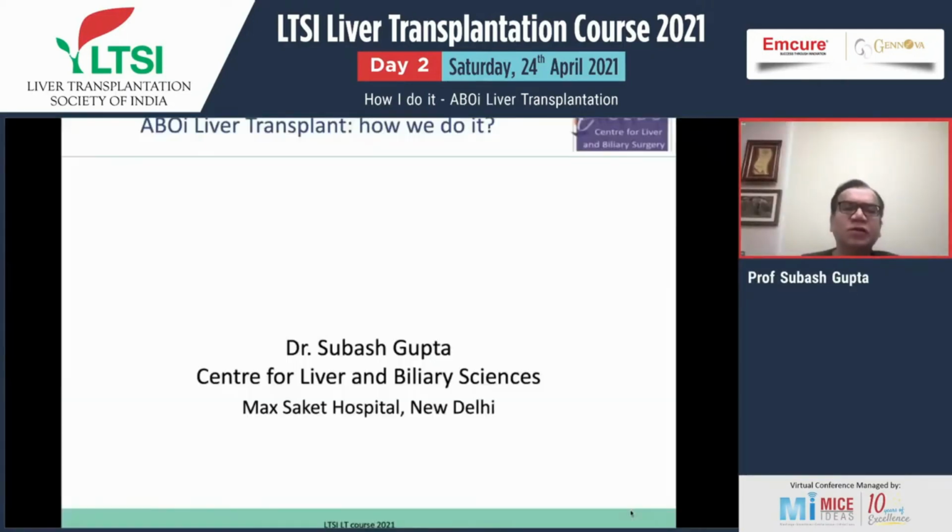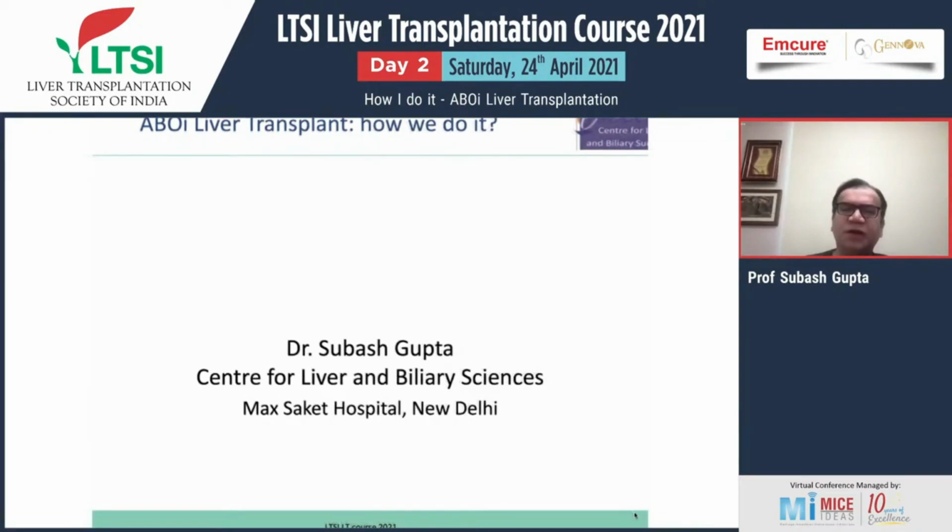So first, I think I've changed the title slightly, but that slight change has an enormous meaning. It's not how I do it; it's how we do it, because ABO incompatible liver transplantation requires help from many disciplines: blood bank, hepatologists, surgeons, anesthetists. So it should really be how we do it.